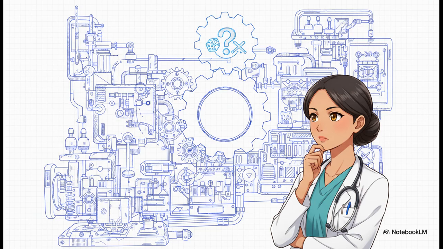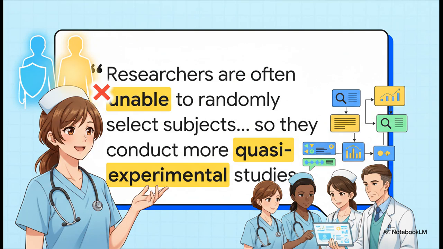Okay, so what happens when you can't get all three of those perfect ingredients? Well, then you have a quasi-experimental design. It's almost a true experiment. You're still actively intervening, but you're missing one of those other key parts. And usually the thing that's missing is randomization. And this is just so critical to understand.